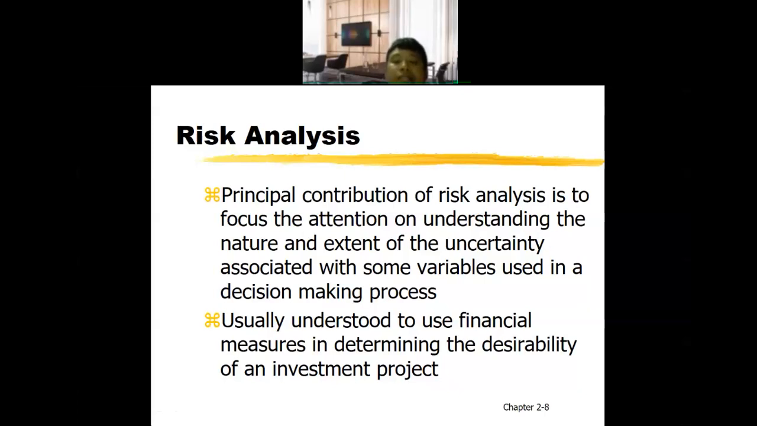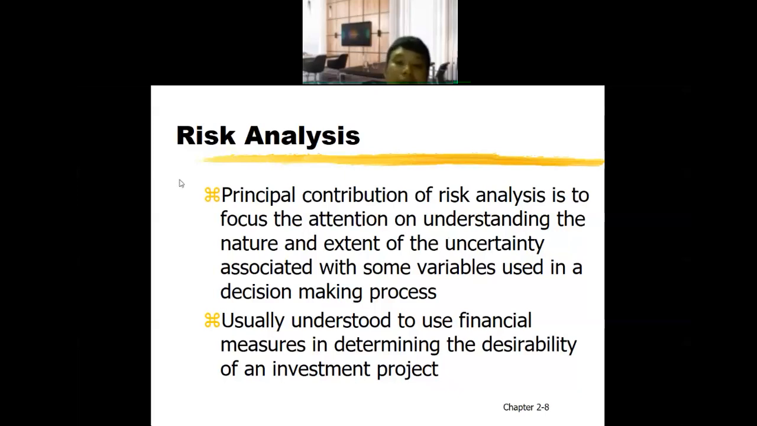So risk analysis is attention to and understanding the nature of the project, and you need to give a question or uncertainty. You follow the nature of the project from the previous project and extend it to the uncertainty question.